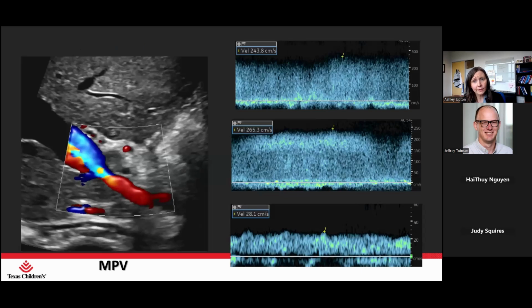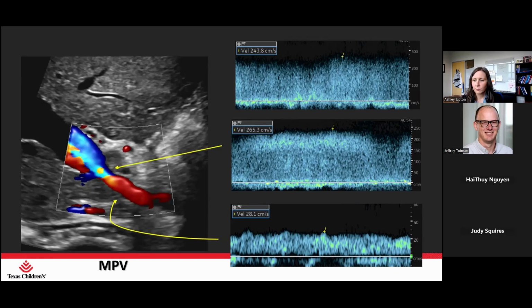Now, to prove that there is a gradient in flow and to see how significant it is, it's important to document the velocities with spectral waveforms before, at, and after the stenosis. So in this patient, the pre-velocities were 28 centimeters per second. Then it jumped up to 265 centimeters per second. And then just distal to that stenosis, it was 243 with post-stenotic turbulence.